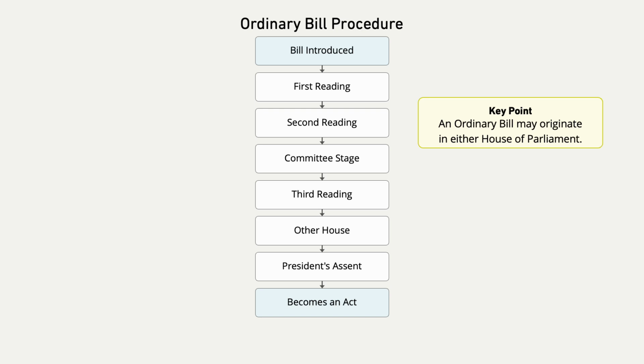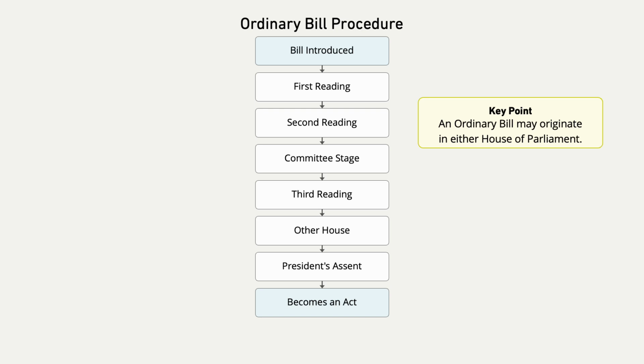So in the first stage, the bill is introduced. A minister or a private member can introduce the bill. Private member means any member of parliament that is not a minister. Private members of the Indian Parliament are those members that do not hold minister portfolios. So a private member or minister can introduce it in either house, either in the Lok Sabha or Rajya Sabha. So this is just the introduction of the bill.